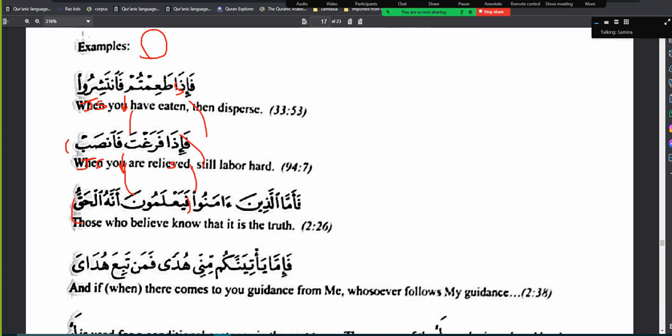No, fa could be there for other things as well. You look at the translation and the context, and you will understand. When you have eaten, then disperse. So this is a conditional sentence. You know now that if there is a shart and a jawabu shart, then it is a conditional sentence, not just looking at the fa. You cannot say that because fa also comes with other ayahs as well. So they're saying sometimes the jawabu shart also has a fa in it.